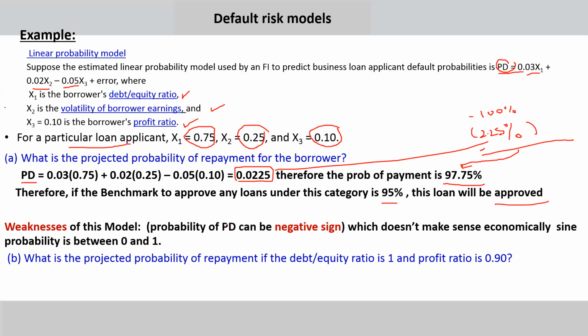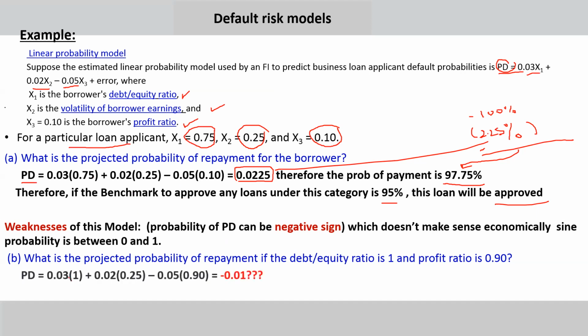Now, the weaknesses of this: sometimes when we calculate this PD, which should be between 0 and 1, it can be out of this range, which doesn't make sense statistically.